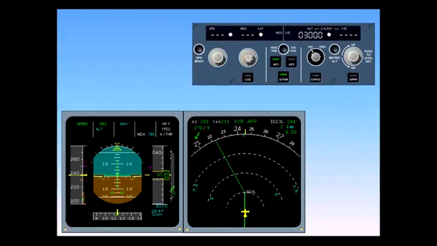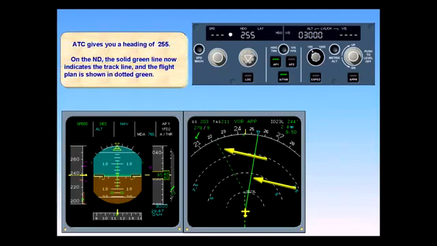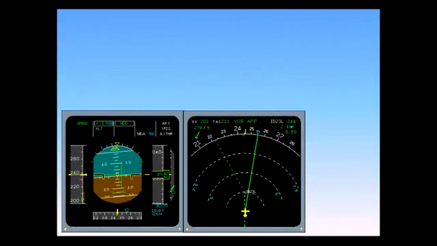ATC gives you a heading of 255. On the ND, the solid green line now indicates the track line, and the flight plan is shown in dotted green. At the same time, the descent mode automatically reverts to the present vertical speed of minus 1,000 feet per minute.